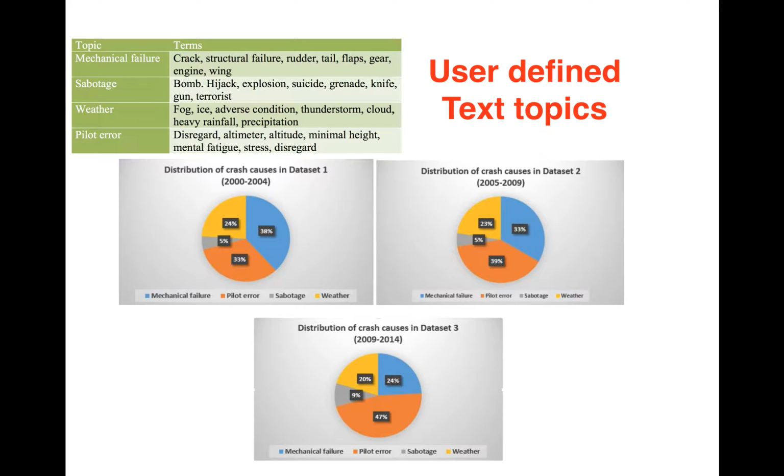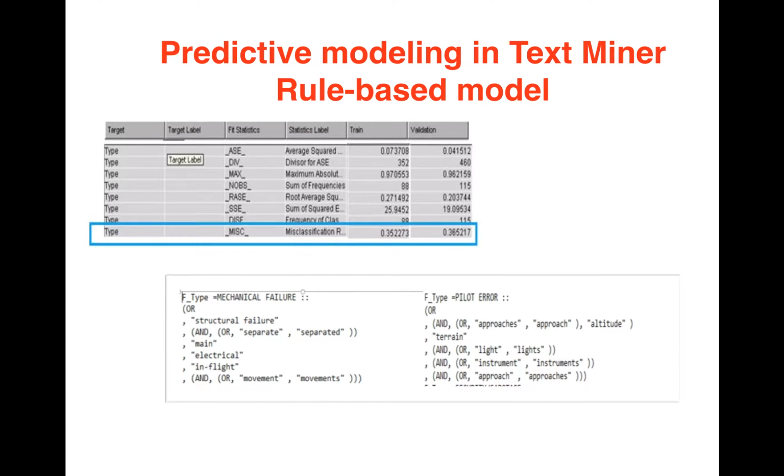Over these three datasets, as you see from 2000 to 2014, the percentage of crashes that occurred due to pilot error has increased from 33% to 47%. That is quite a significant increase. The percentage of crashes due to weather is almost the same, whereas the percentage of crashes due to mechanical failure has come down quite a bit.